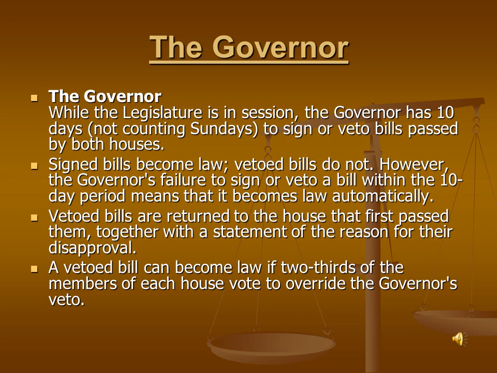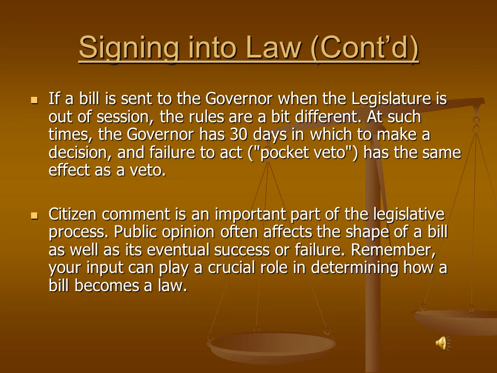Vetoed bills are returned to the House that first passed them, together with a statement of the reason for their disapproval. A vetoed bill can become a law if 2/3 of the members of each House vote to override the governor's veto. If a bill is sent to the governor when the legislature is out of session, the rules are a bit different. At such times, the governor has 30 days in which to make a decision, and failure to act, also known as a pocket veto, has the same effect as a veto.